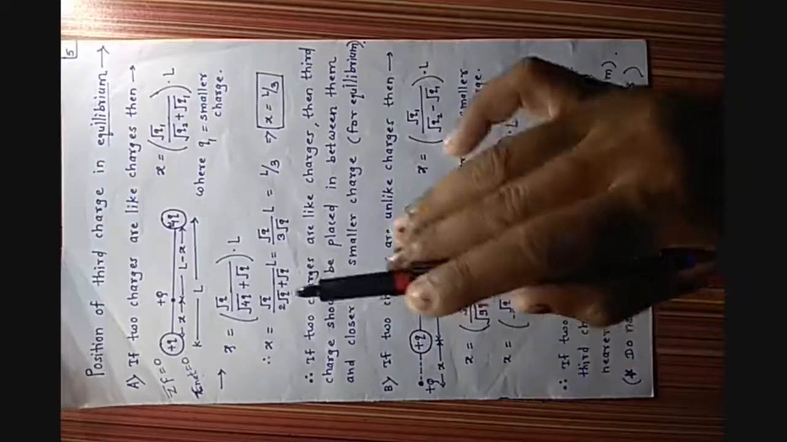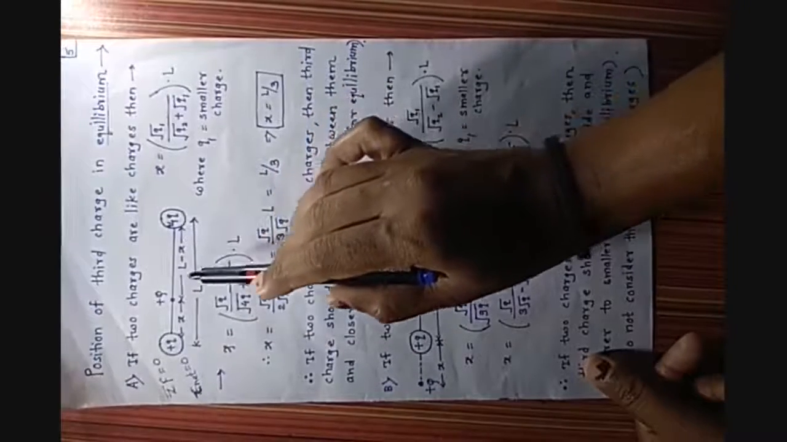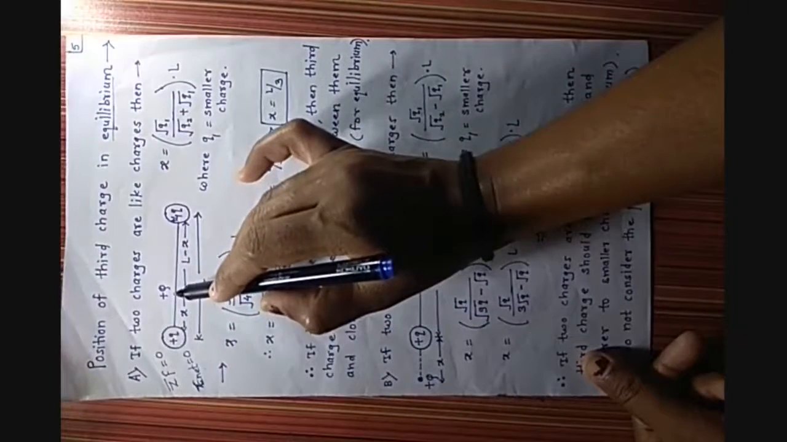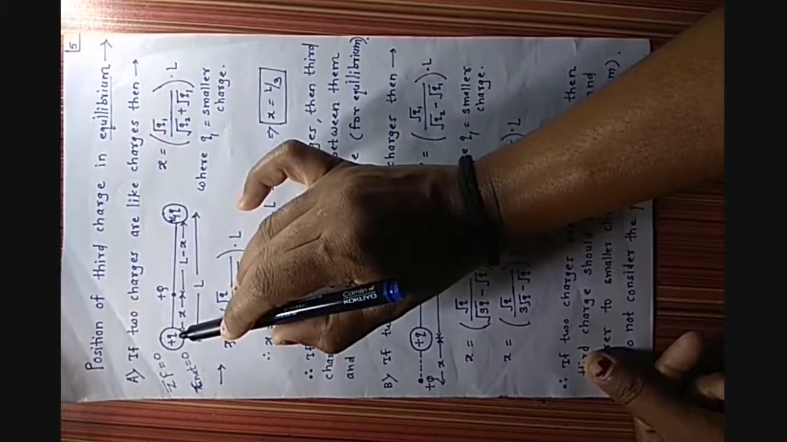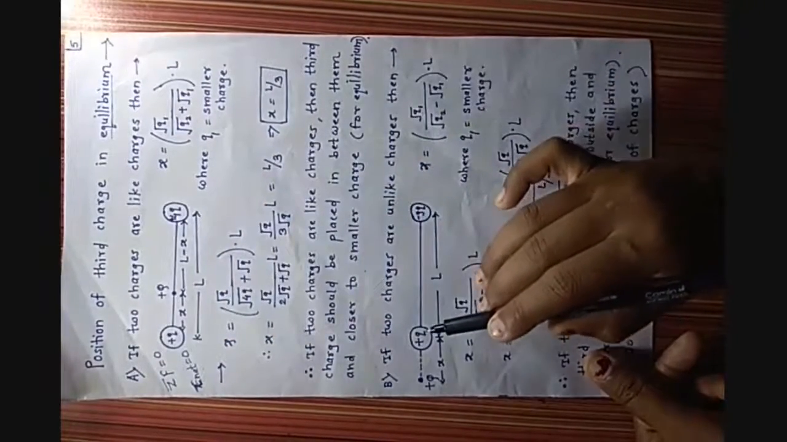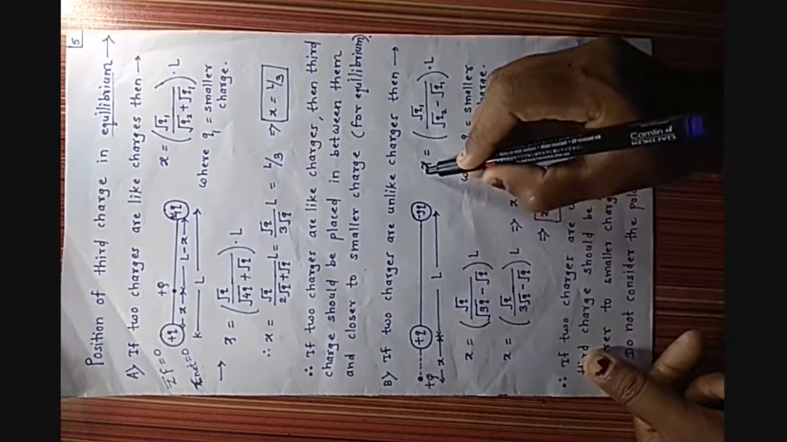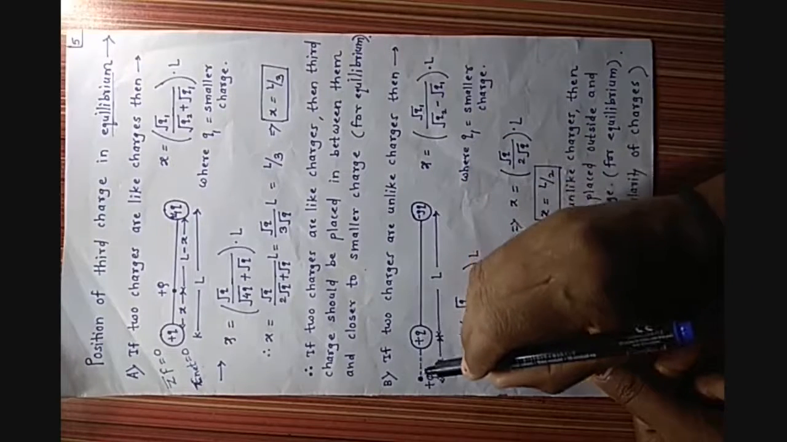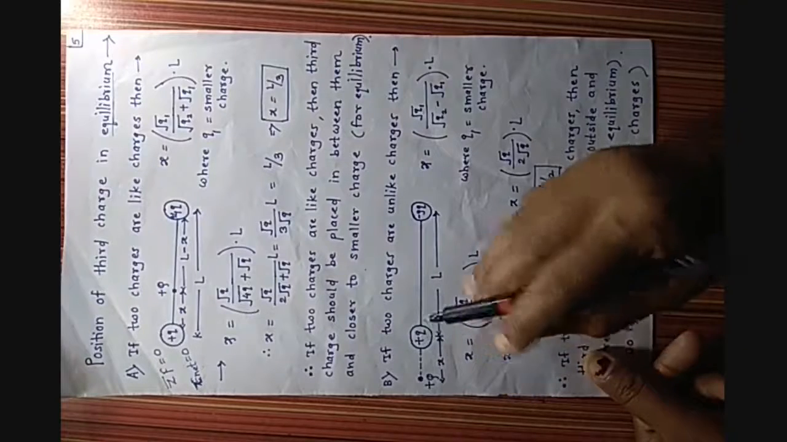And again an important point is that if the two charges are like charges, then the third charge should be kept nearer to the smaller charge. Here also nearer to the smaller charge. We can't place the charge here. जो लहान चार्ज आहे, ज्याचं मॅग्निट्यूड लहान आहे, त्या चार्जच्या जवळ तुम्हाला तो तिसरा चार्ज प्लेस करायचा आहे.